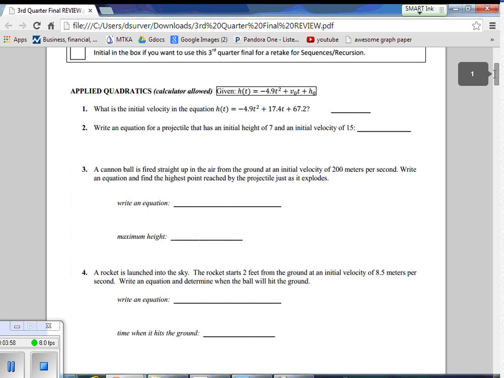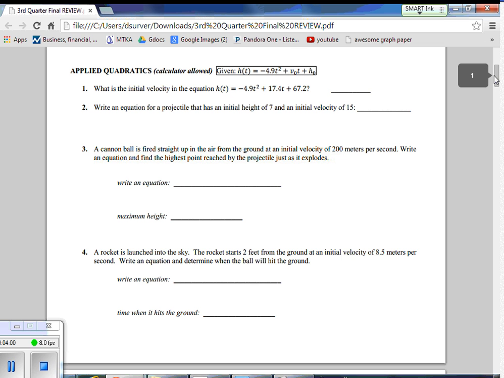So I want to talk over this applied quadratics stuff. You remember when we have an equation like this, that's the velocity? Does that ring a bell? And this part right here, what's that?